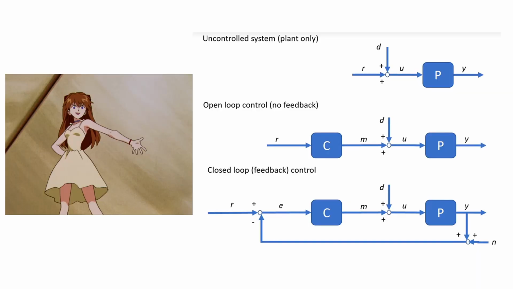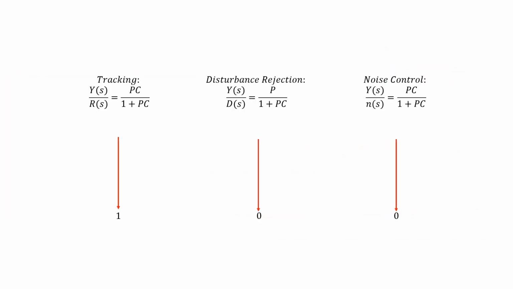Last week, Professor Farouk introduced the concept of a closed-loop system. Unlike an open loop or uncontrolled system, a closed loop uses sensor feedback to control the system. This causes a relationship between the sensor's noise N and the plant output Y. These are the transfer functions for tracking, disturbance rejection, and noise control of the closed-loop system.